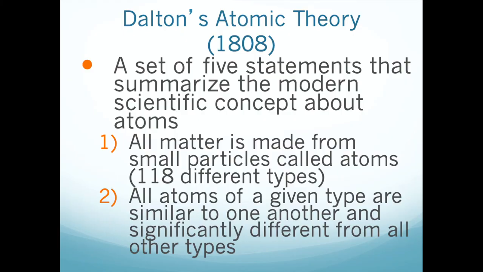But Dalton basically said, based on all the evidence we've got right now, we can scientifically show this. All matter is made of these small particles called atoms, with different types. Atoms of a given type that are similar to each other are one type of element, and they are going to be different from other elements. Essentially, you can divide all these atoms into elements, and that's what distinguishes one atom from another. Atoms that are similar to each other are one type of element. If they are different, they are a different element.